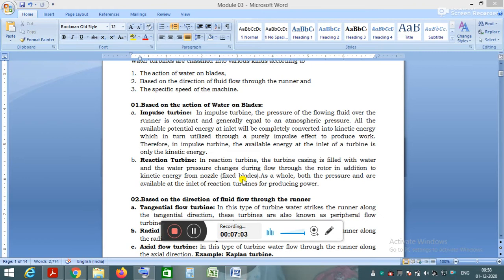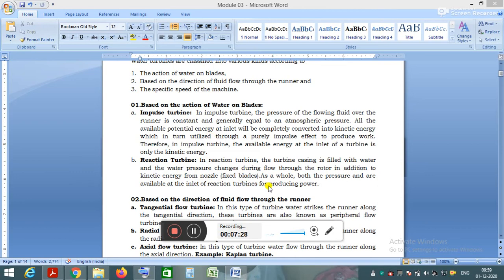In a reaction turbine, the turbine casing is filled with water, and the water pressure changes during the flow through the rotor, in addition to the kinetic energy from the nozzle or the fixed blades. These are the classifications of hydraulic turbines based on the action of water on the blades.